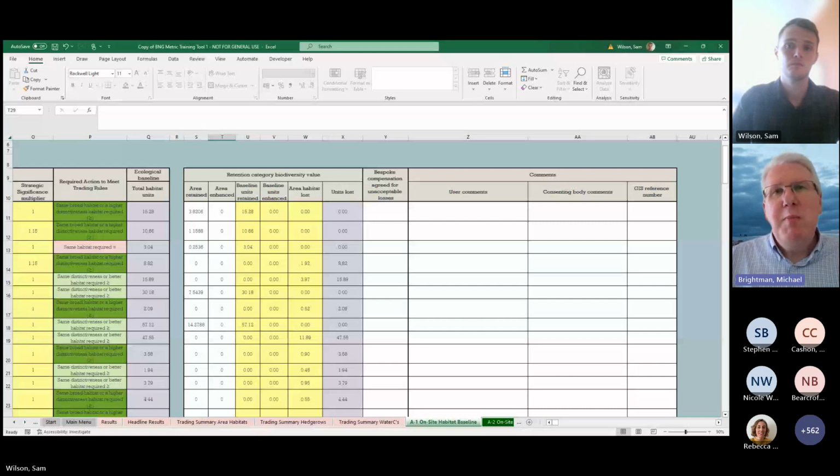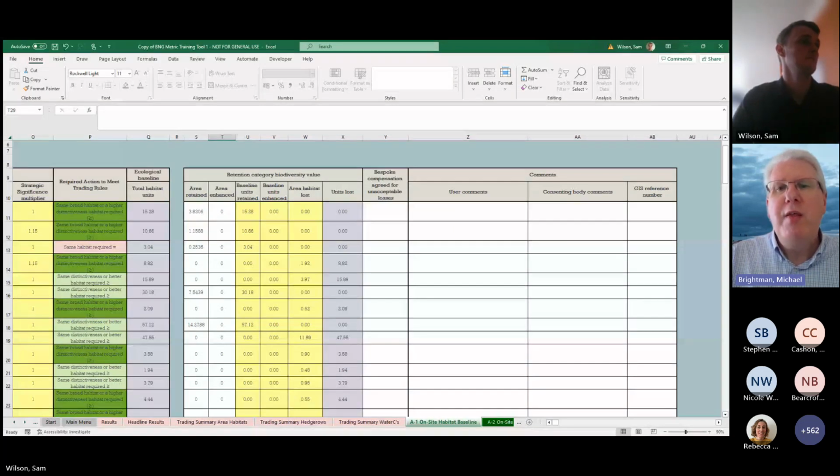So comments might be about where they've claimed for strategic significance. It might be about where they've claimed a particular score for condition, and a whole host of other things. The next column, consenting body comments, is where the LPA reviewer can then place comments either generally against a habitat parcel or referring back to the comments that have been entered in that application.